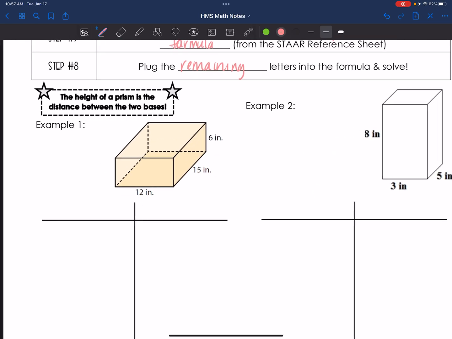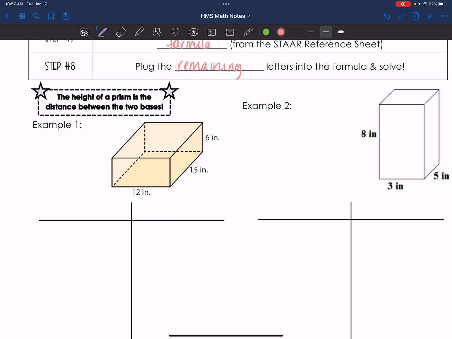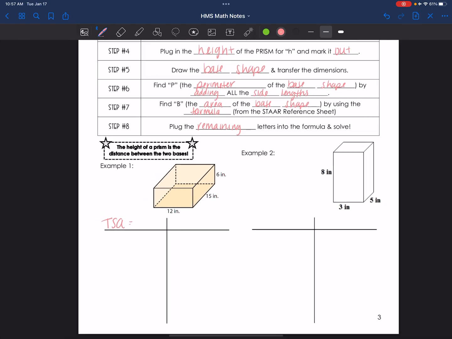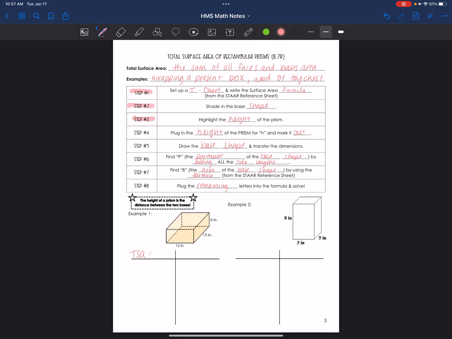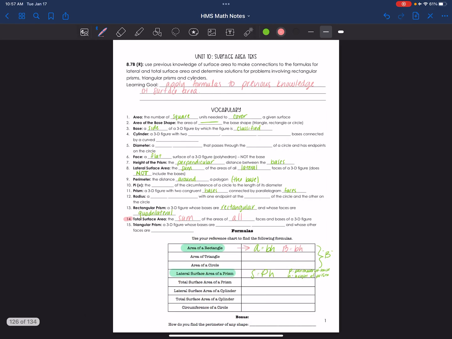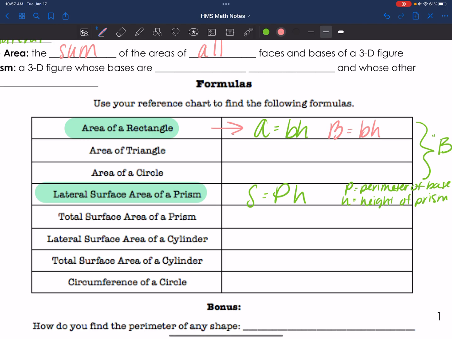Okay, step 1, draw a T-chart. Step 2, write the formula. Considering I'm doing total surface area, I'm going to write TSA, which we did not write down, did we? Let's go back to our front page. Please and thank you. We're finding total surface area.